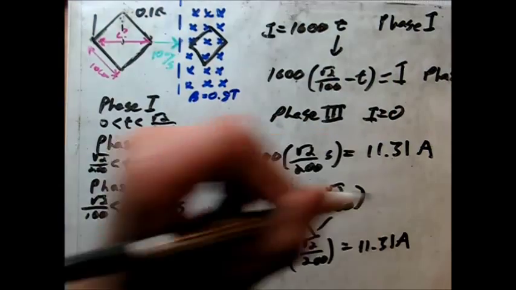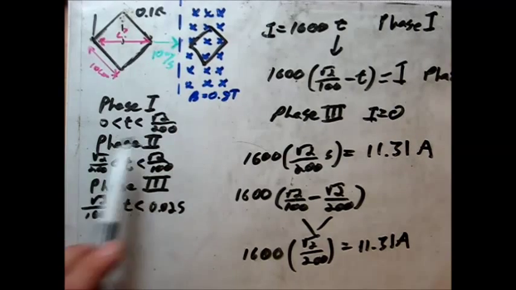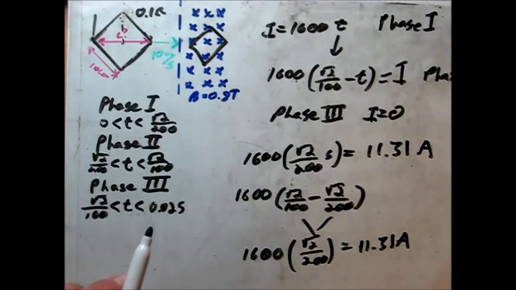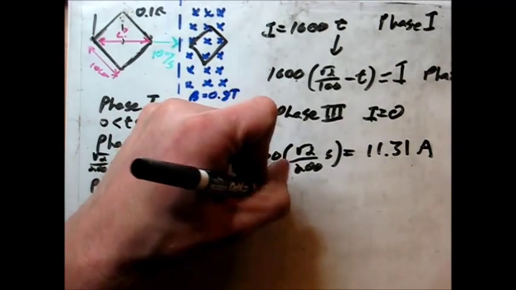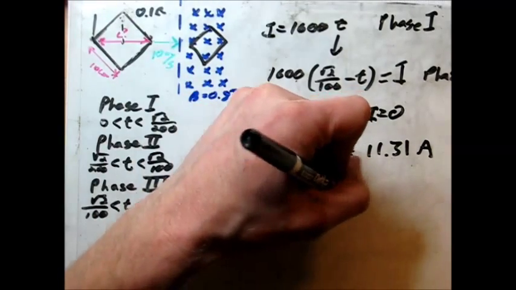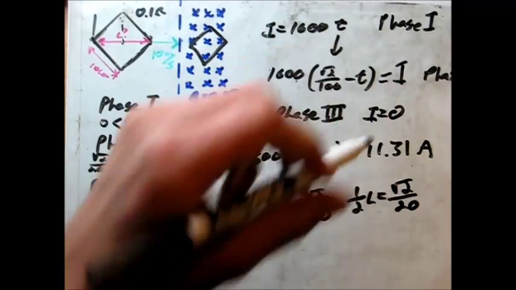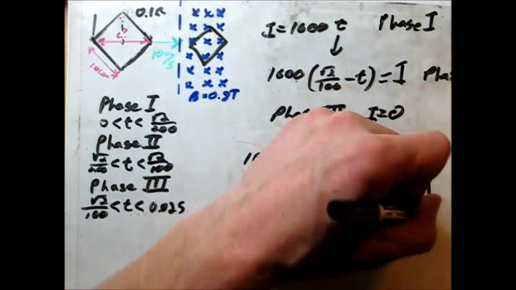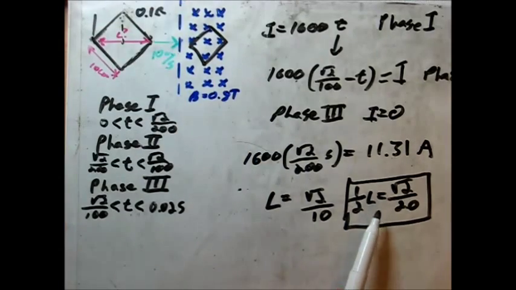amps. So lastly, we just need to declare at what point in the position that occurs, which is how we found our boundaries in the first place. So that was L over 2. I don't know if you remember, L was equal to square root of 2 over 10. So 1/2 L equals square root of 2 over 20. So that would be the position along, as it's traveling, that we would have our maximum current.